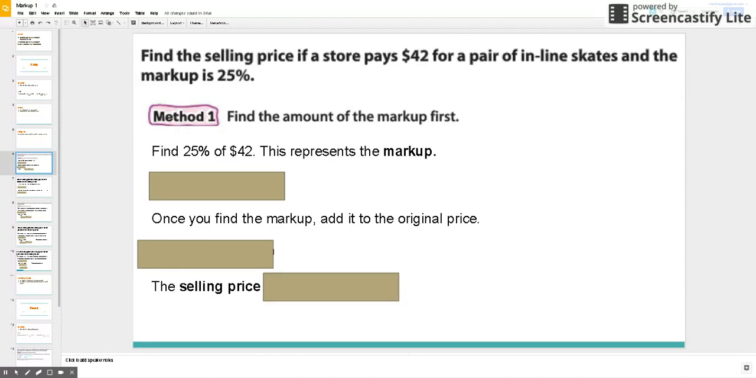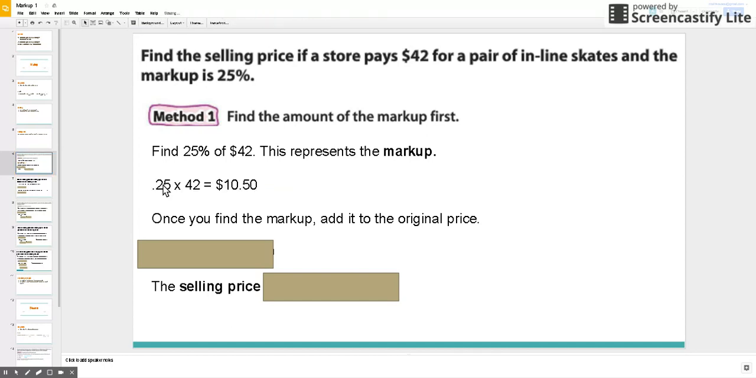Let's look at our first example. Find the selling price if a store pays $42 for a pair of inline skates and the markup is 25%. So this is method one. There are two methods that you can do this. In method one, we're going to find the amount of the markup first. So we're going to find what 25% of $42 is. That represents your markup, which we should all already know how to do easily, right?